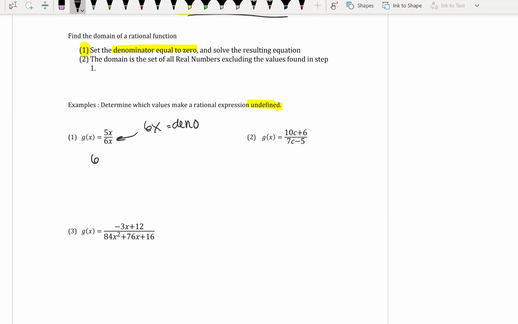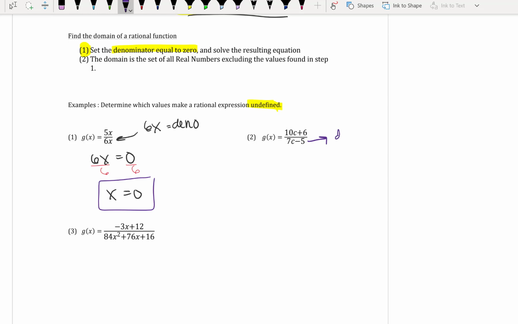So I'm going to have that 6x is equal to 0. If I divide both sides by 6, I get that x is equal to 0. I'm like, okay, yeah, that makes sense. If x is equal to 0, then 6 times 0 is equal to 0, and that's what makes my denominator undefined. Perfect. Now let's look at this denominator.